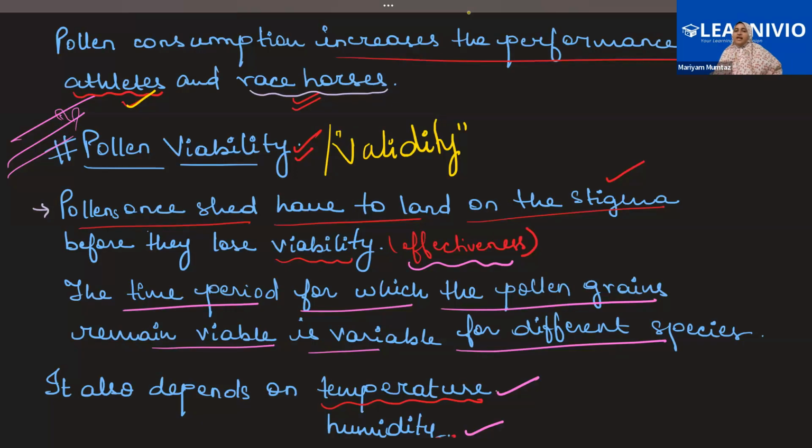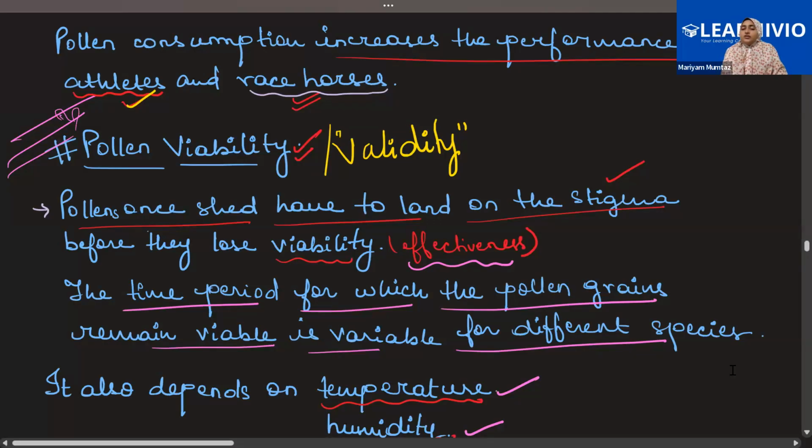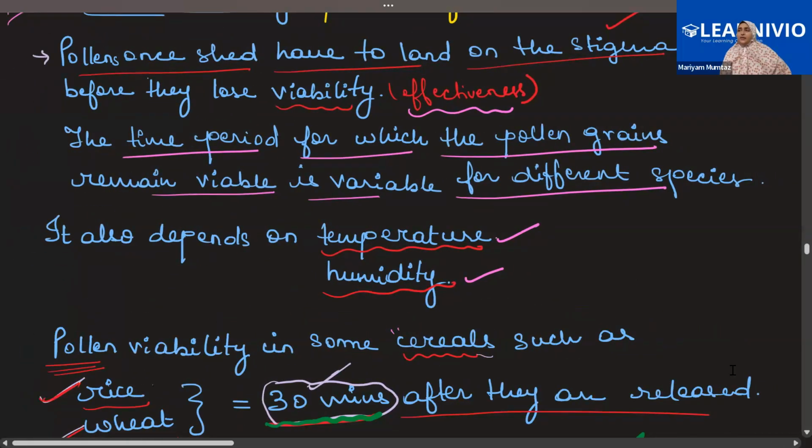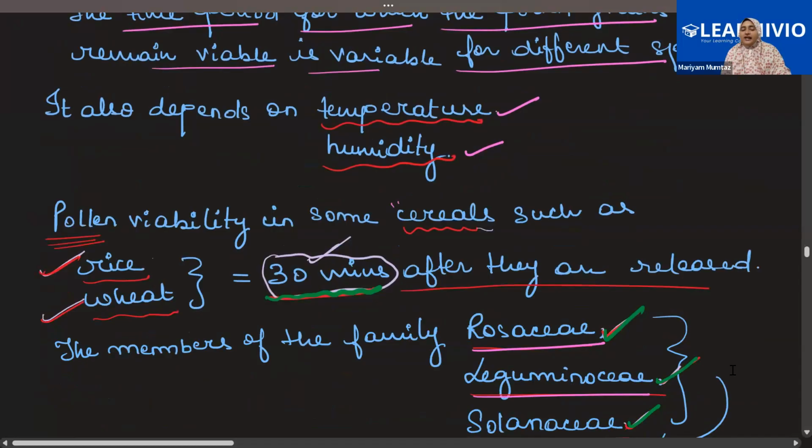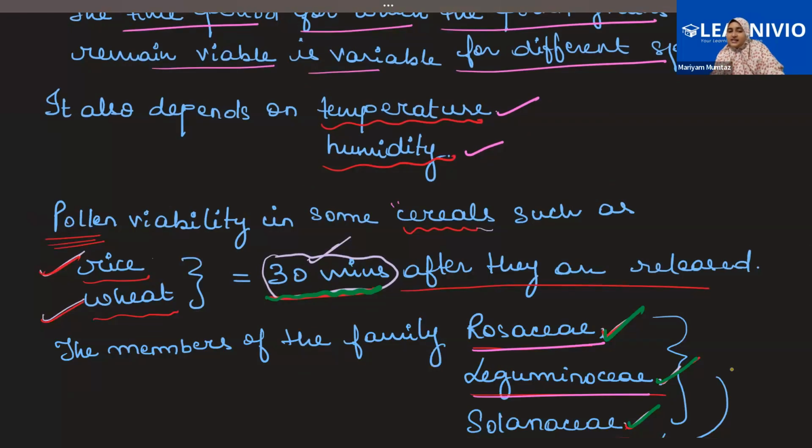For example, there is a rose plant. So maybe rose pollen can stay for some months. Then there are some pollens that are only alive for one day. It varies from plant to plant. Apart from that, it also depends on the temperature, humidity. Maybe if the temperature is very high, the pollen will not be viable. But then there will be some pollens that work at high temperature. Getting my point? So pollen viability in some cereal plants such as rice and wheat, it's only 30 minutes.